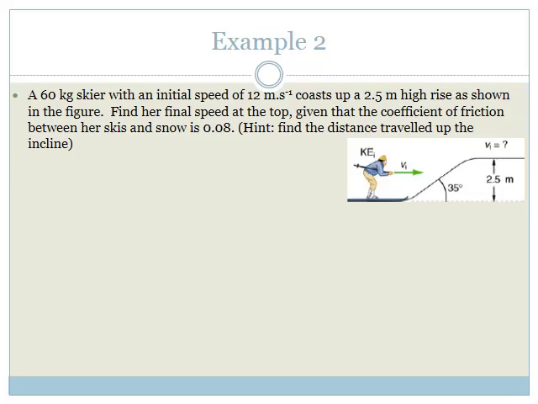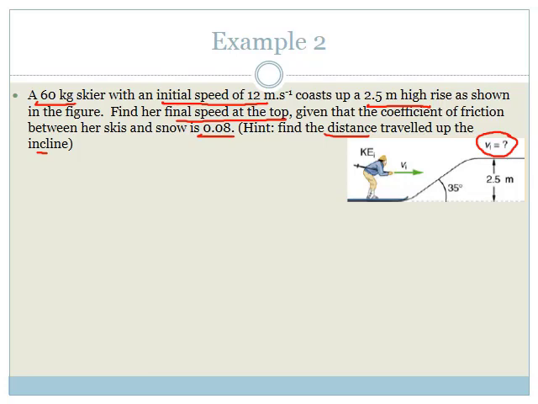Let's look at this next example. A 60 kilogram skier with an initial speed of 12 meters per second coasts up a 2.5 meter high rise, as shown in the figure. Find her final speed at the top. So they want this final speed at the top, given that the coefficient of friction between her skis and the snow is 0.08. It says, hint, find the distance traveled up the incline.